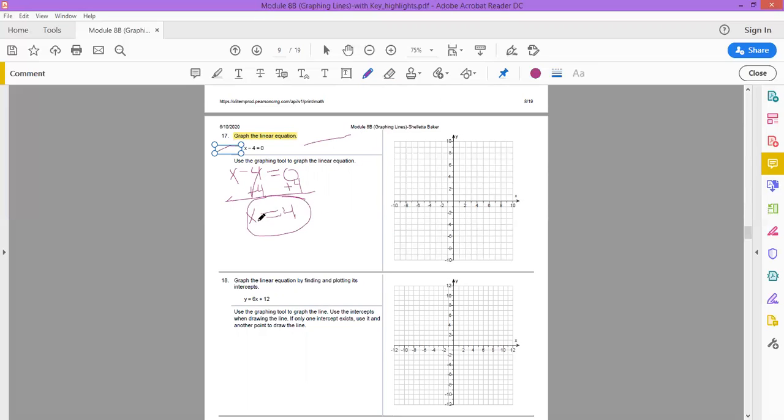Therefore, this graph is going to go through the x-axis at 4. So we're going to go over here to our coordinate plane and plot the point 4 on the x-axis. And then we're going to either move up or down, connect the 2 points, making a vertical line through the x-axis at 4. So this will be our graph of x equals 4.